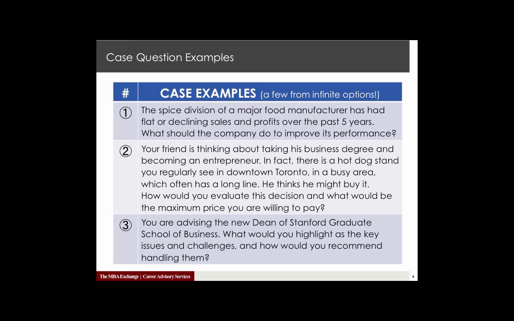A third question. You're advising the new dean of Stanford Business School. If you've read a little bit of information, Stanford is going to be looking for a new dean and has had some challenges with the outgoing dean. What would you highlight as the key issues and challenges for that new dean, and how would you recommend handling them? So again, an infinite potential set of questions that you could be asked in an interview. These are just but a few.